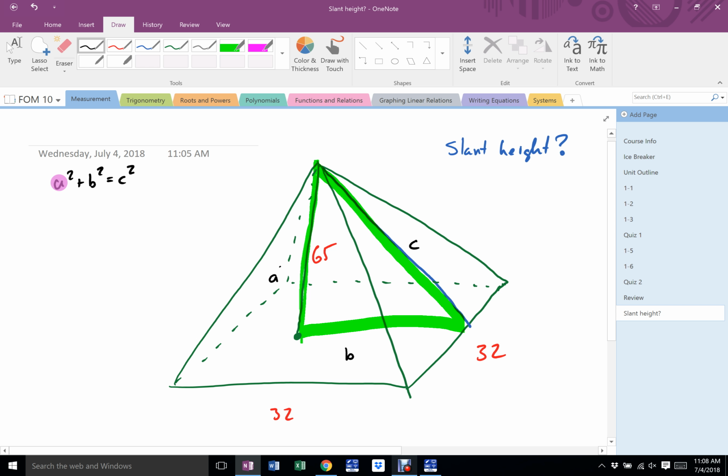So, do I know A here? What is it? 65 squared. Do I know B here? What is it? Really? 16. It's half of 32. Why is it half of 32, Jaskarn? Because this is in the middle. So this is 16 squared, and that will get me C squared. And then what do I have to do at the very end of it all? I have to take the square root of this.